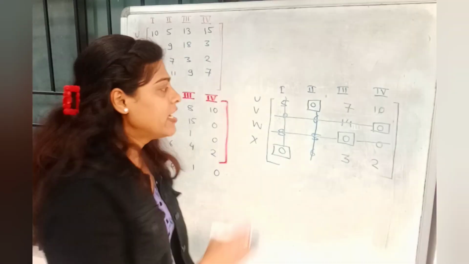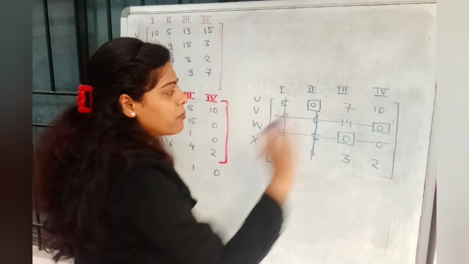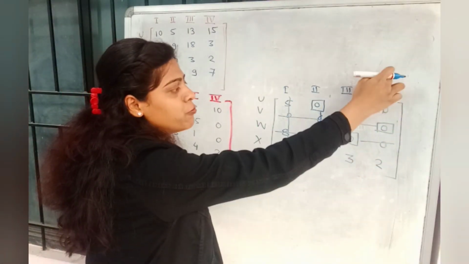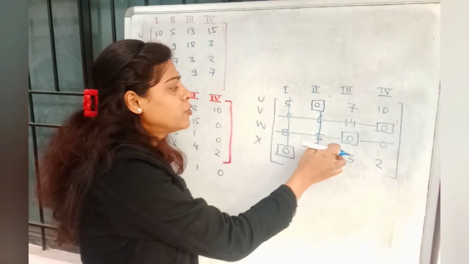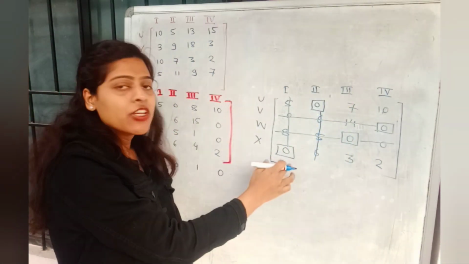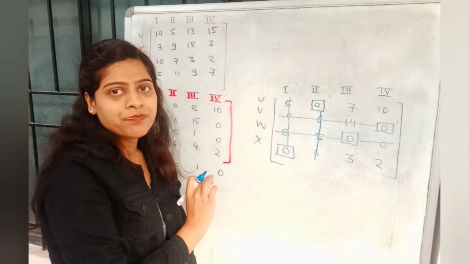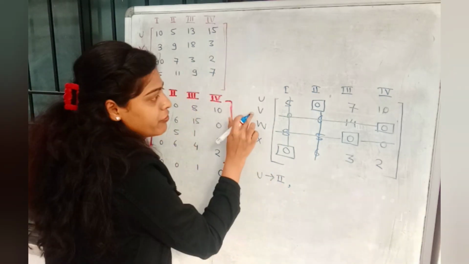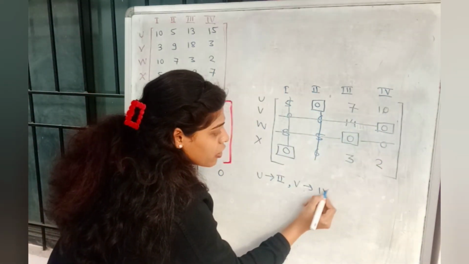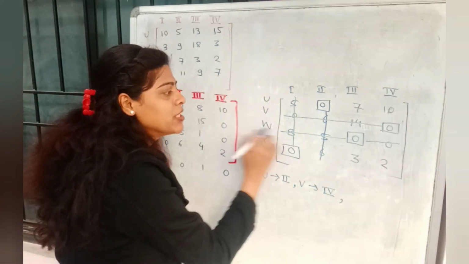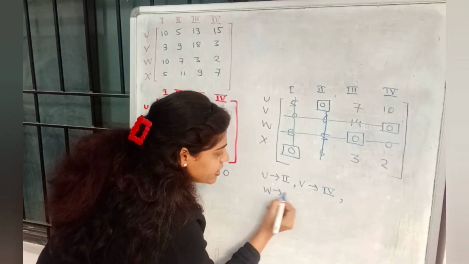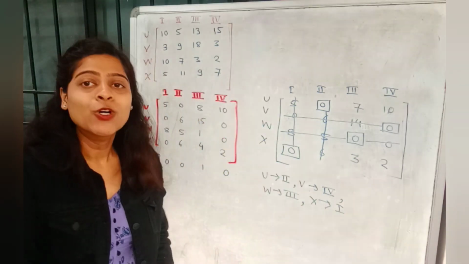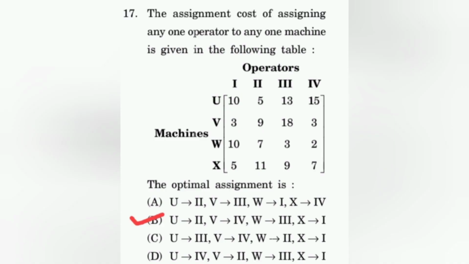As we have observed, every machine has been assigned to an operator: U machine to the second operator, that is 2, V machine to the fourth operator, similarly W machine to the third operator, that is 3, and the last one, X machine, to the first operator. So this is our assignment. So option number 2 is true.